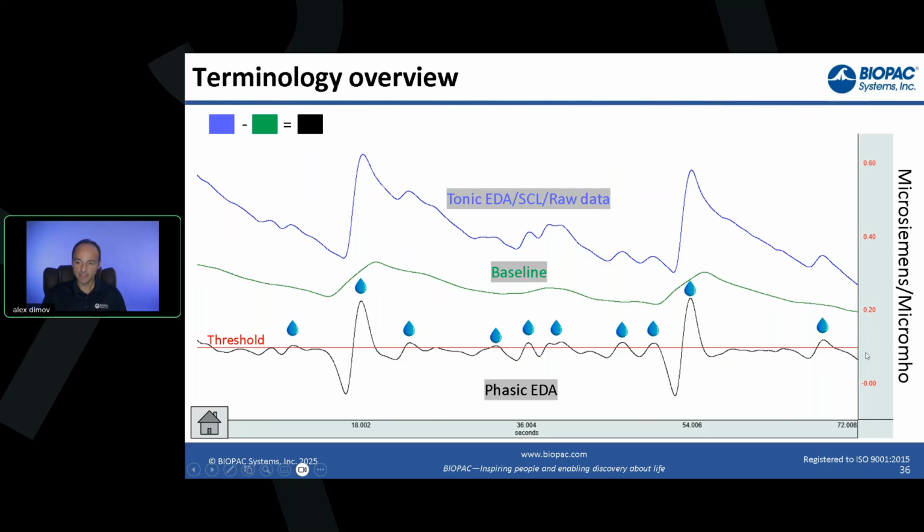Once you have that, you can pass a threshold, that's what this red line is right here, through the phasic EDA. And whenever you cross the threshold and then you get to a peak, that's going to be a skin conductance response. So you can then know when the responses begin and when they've decayed. So that's basically all it is.